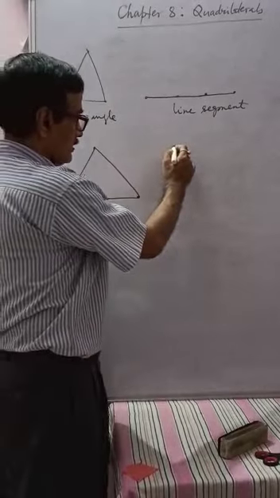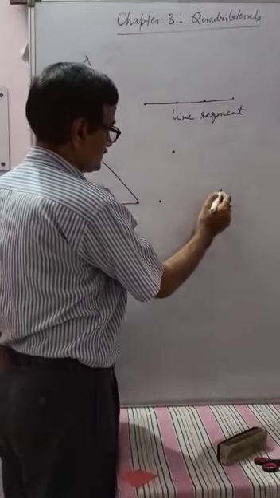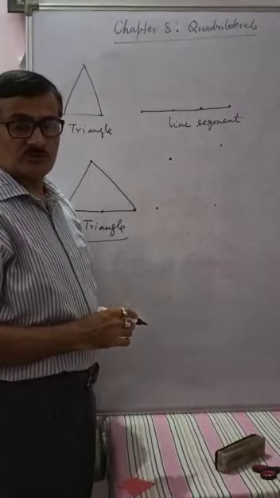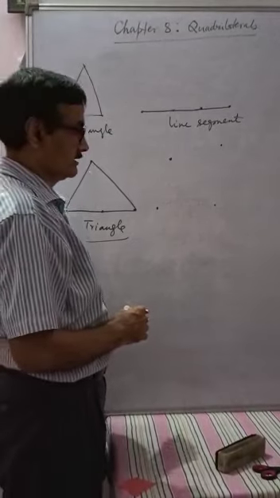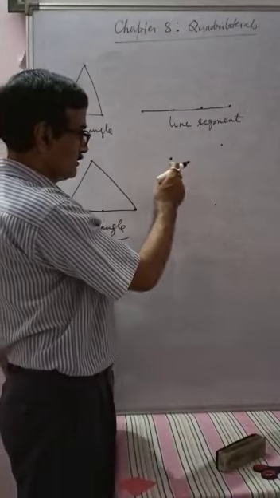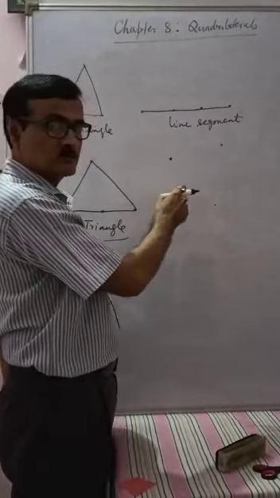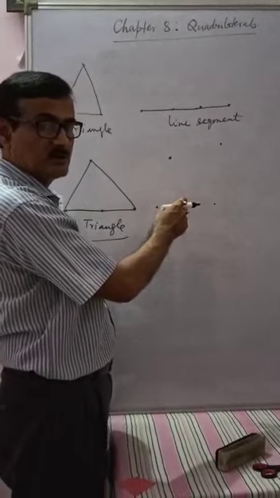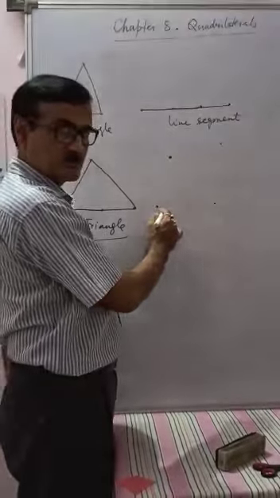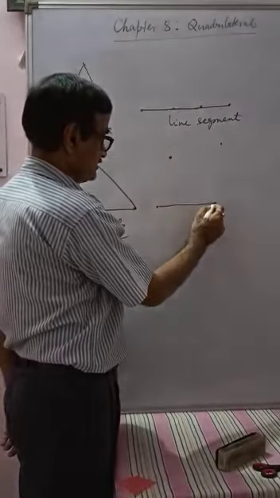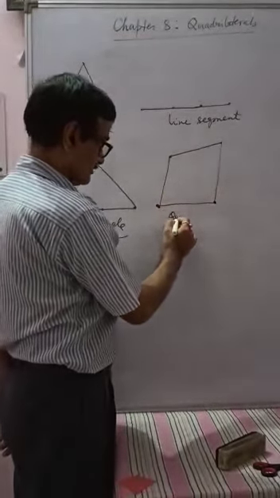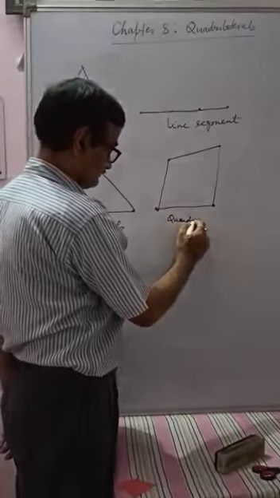Now, if you mark 4 points on a plane in which no 3 are collinear, that means out of these 4 points, no 3 points are lying on the same line, and then if you join those 4 points in pairs in a particular order, then the figure so formed is a quadrilateral. So this is a quadrilateral.